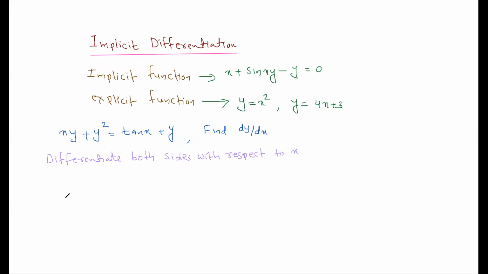The first function is xy. Again it's a product of two functions. So its derivative is first into derivative of second, that is dy by dx, plus second into derivative of first. First is x, so x into dy by dx, plus second, y, into derivative of x with respect to x, which is 1.